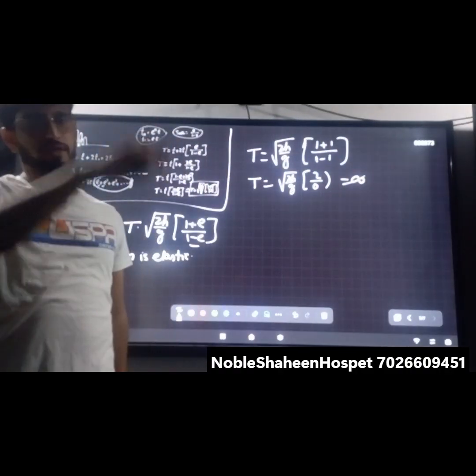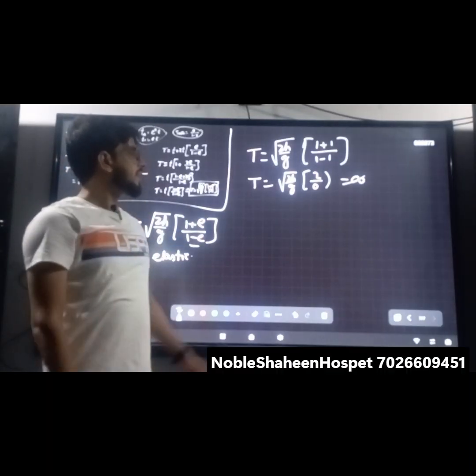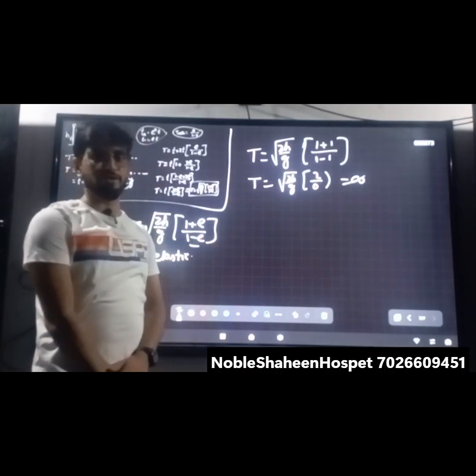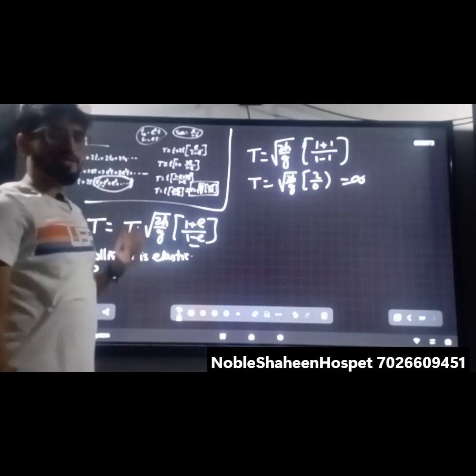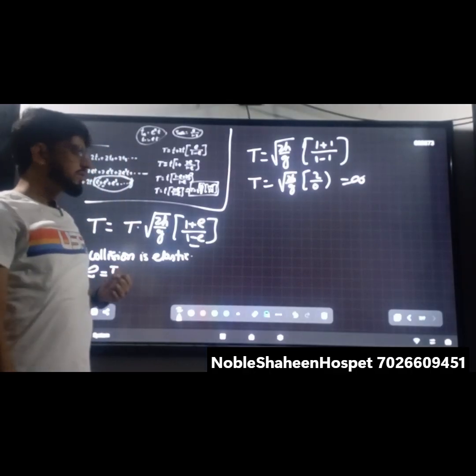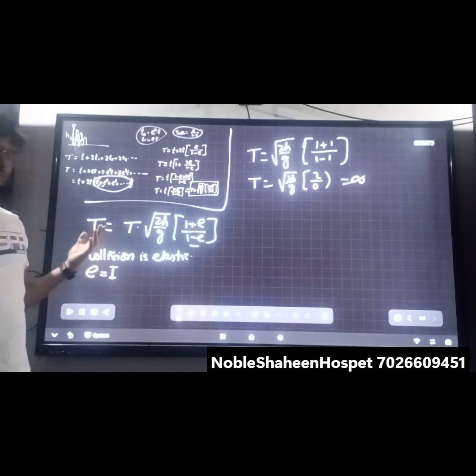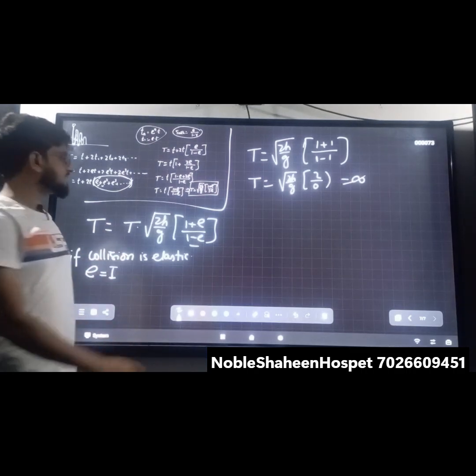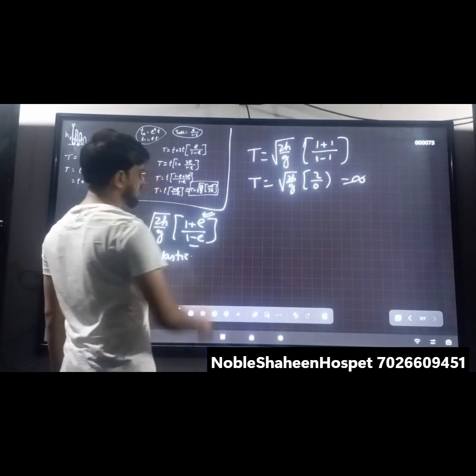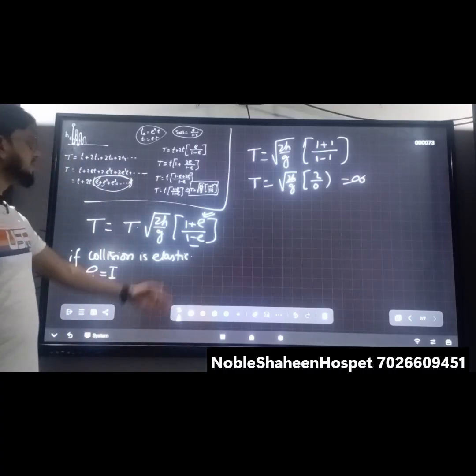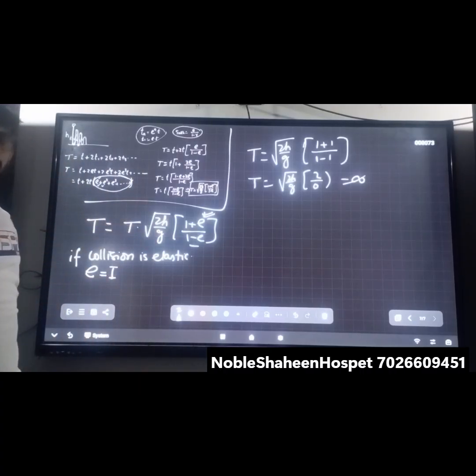It will again rebound back and so on, and it will take infinite time to stop. But in real life there is no such type of elastic collision. All collisions are almost inelastic collisions. So we will put the value of the coefficient of restitution between the two surfaces that are colliding, and we can easily calculate the time taken by the particle.